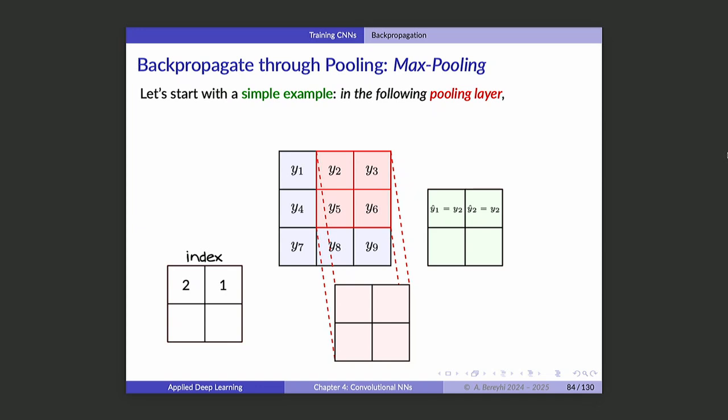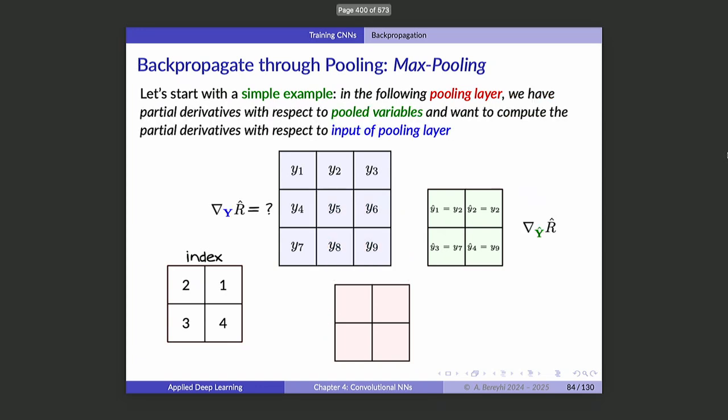So I'm going to put the index 1, right? So when I am doing the forward propagation, I keep this index map, okay? Now, I have this index map. I have that gradient with respect to the green tensor, or green map. I want to get the gradient with respect to the blue map. How can I do it?